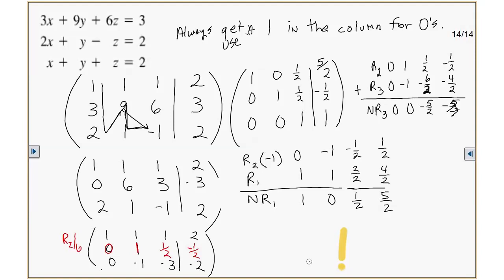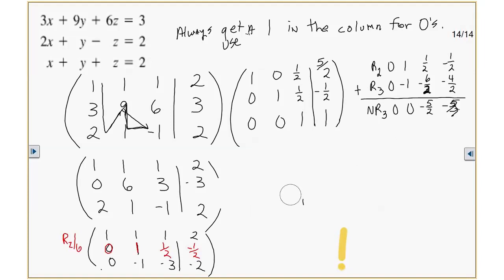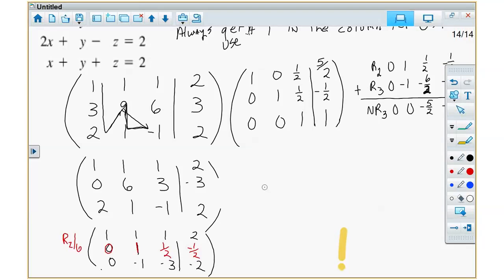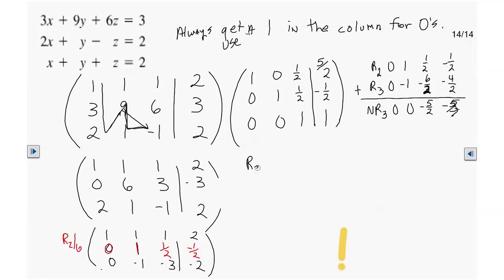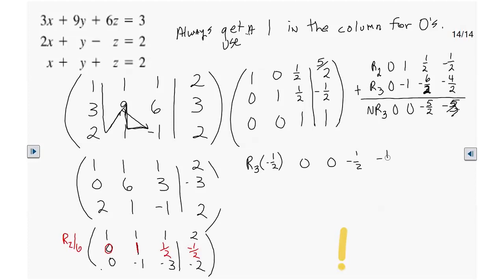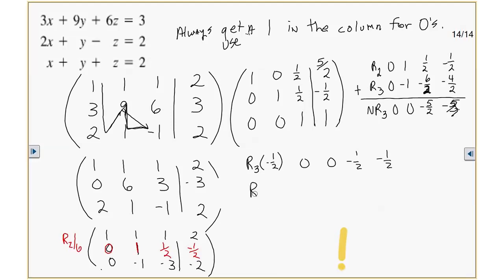And now what? Take the third row and multiply by negative 1 half. You do the same for both, row 1 and row 3. We're going to add it two separate times. Row 3 is going to be 0, 0, negative 1 half, negative 1 half. And let's get rid of row 2. That gives us the new row 2. So row 2 is 0, 1, 1 half, and negative 1 half.